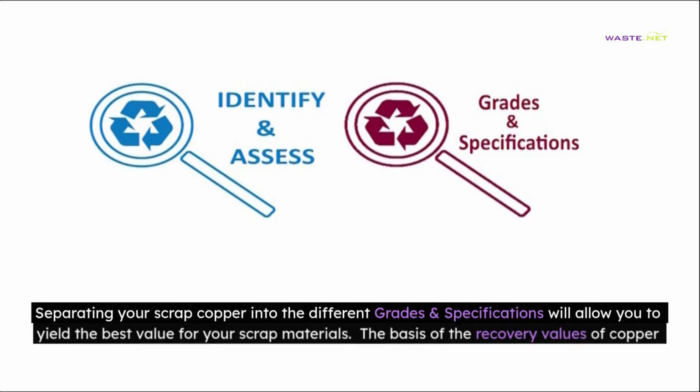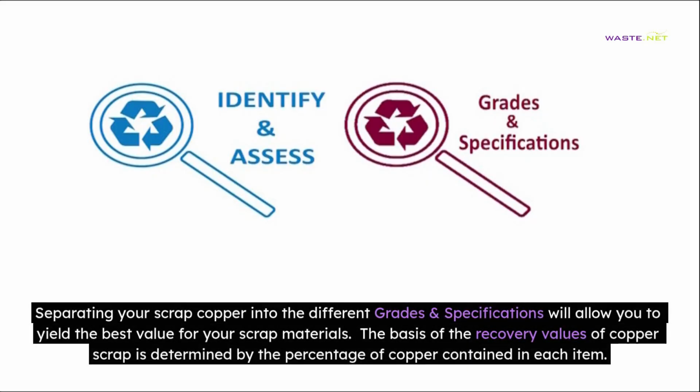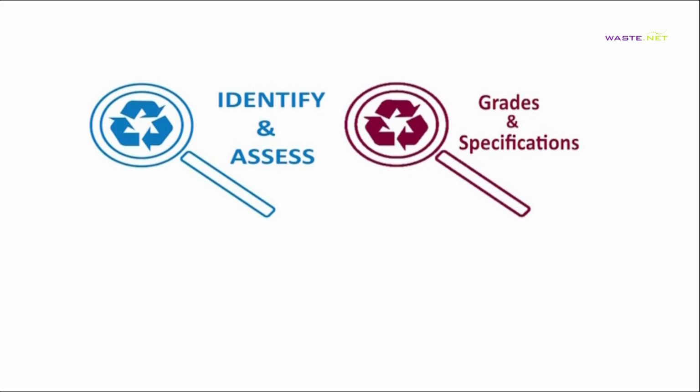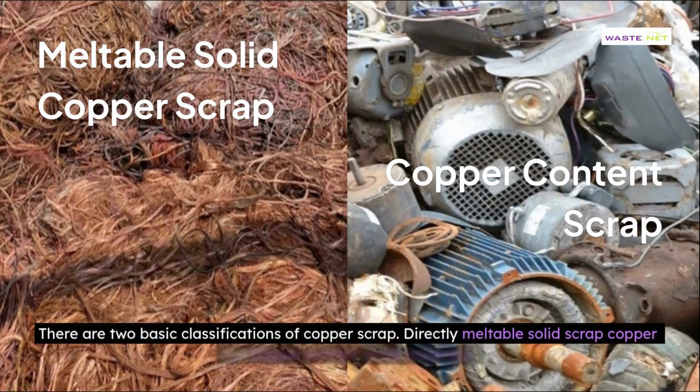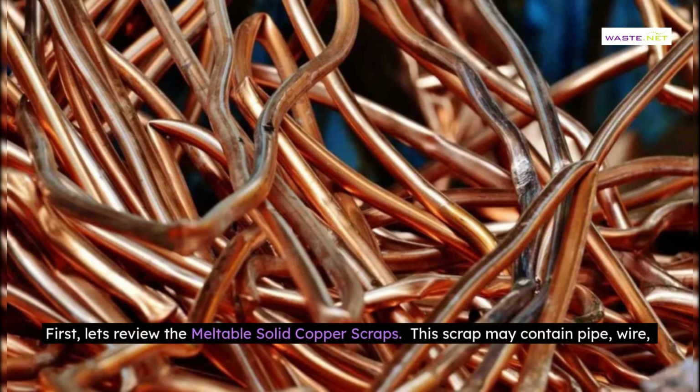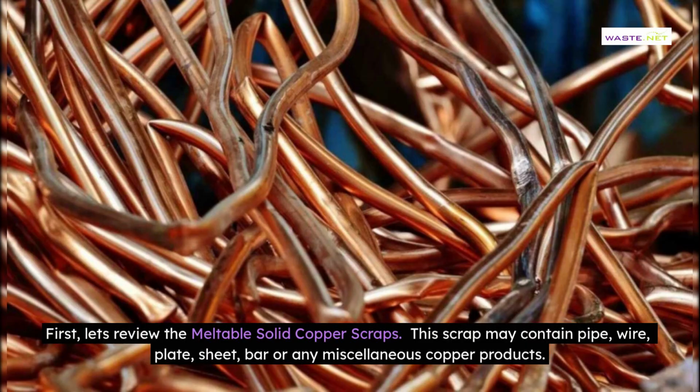This then allows you to focus entirely on the processing and recycling of the copper waste. Separating your scrap copper into the different grades and specifications will allow you to yield best value for your scrap materials. The basis of the recovery values of copper scrap is determined by the percentage of copper contained in each item. There are two basic classifications of copper scrap: directly meltable solid scrap copper and copper content scrap materials. First, let's review the meltable solid copper scraps.